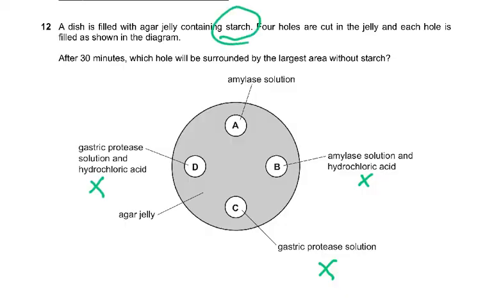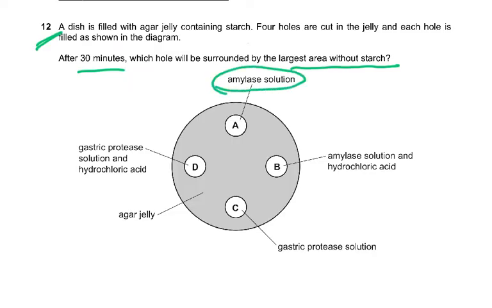It contains starch. Question number 12. A dish is filled with agar jelly containing starch. 4 holes are cut into the jelly and each hole is then filled as shown in the diagram. After 30 minutes, which will be surrounded by the largest area without starch? Why would it be A? Because this contains amylase solution. But why would the others be wrong? Amylase with hydrochloric acid, that will not work. Gastric protease will not work on starch, and the gastric protease with HCl will not work on starch.